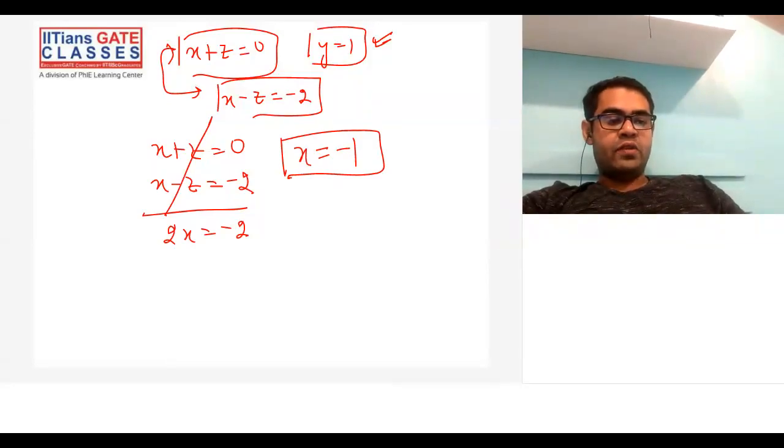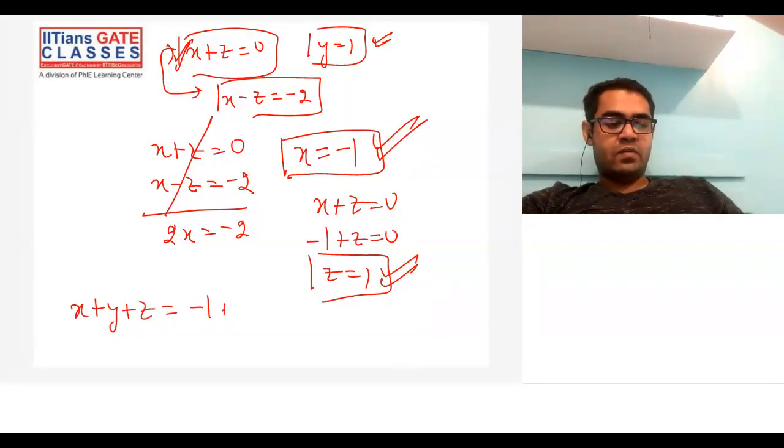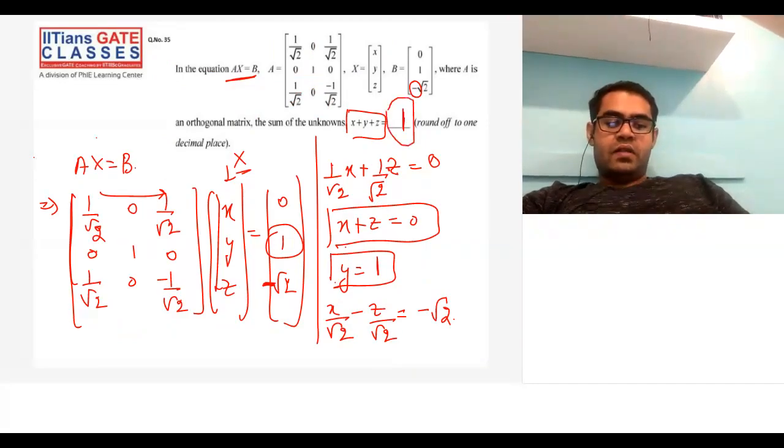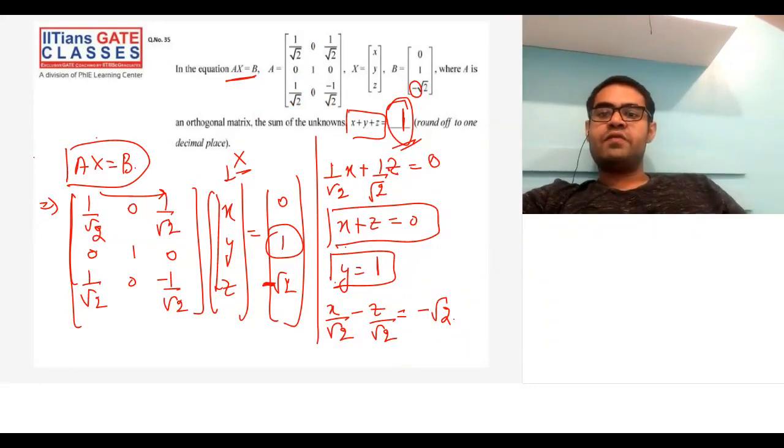Now put this over here. This becomes minus 1 plus z is equal to 0. z becomes 1. So you have your three values, this, and this. So x plus y plus z becomes what? This is minus 1, plus 1, and plus 1. That means nothing but 1. So 1 is the answer for this question. 1 is the answer. All right. Easy question. The only thing is you have to think on your feet and try to see which is the most comfortable way to solve this.